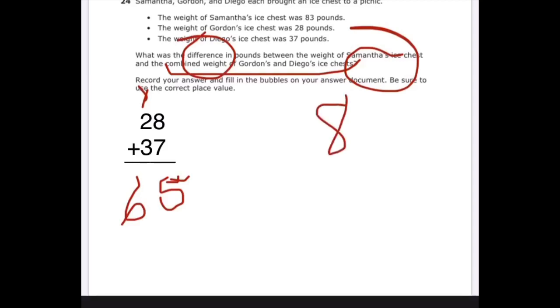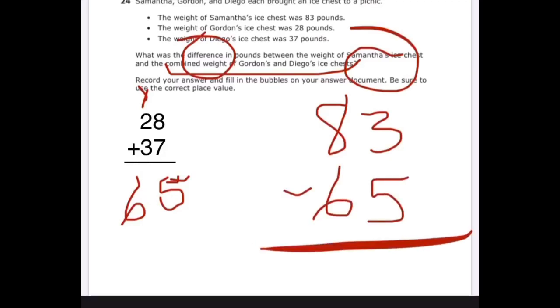But now I need to find the difference between theirs combined, which is what I just did, and Samantha's on her own. So now I'm going to take Samantha since she's the greater number, which is 83. And I'm going to take away 65. And if you notice, there is no answer choice.